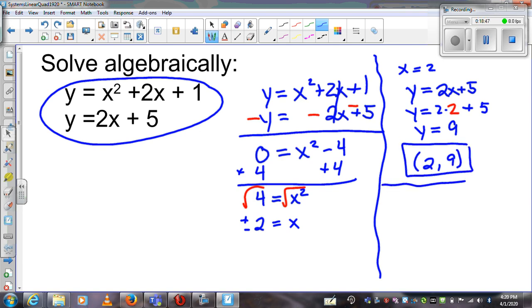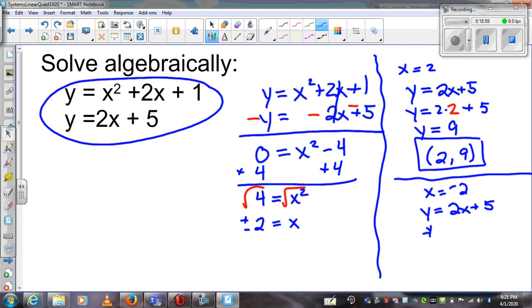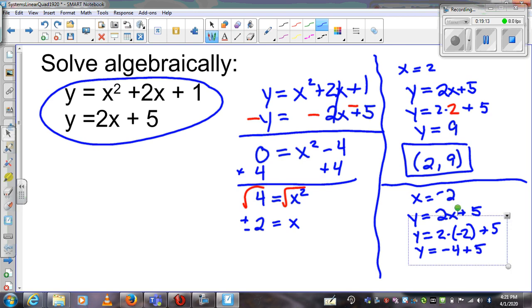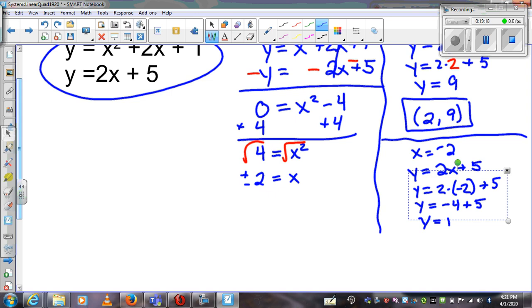That's one answer. Now I'm going to do the negative 2. So y is equal to 2 times negative 2 plus 5. So y is negative 4 plus 5, which means y is going to be 1. So second answer, when x is negative 2, my y value is 1.